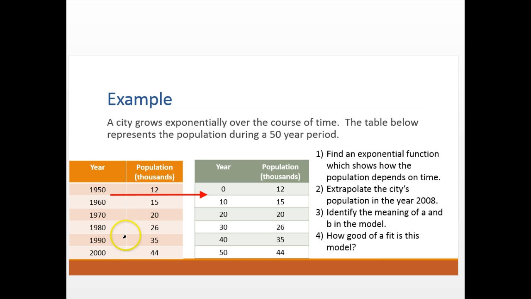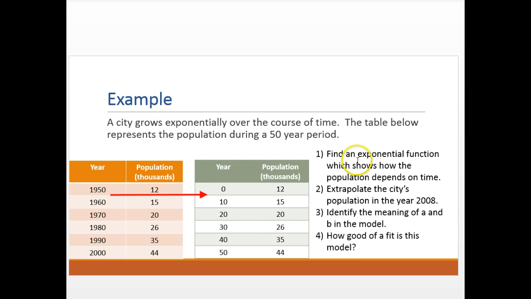Again, just like we did in our earlier example, we did not want to plug in years. So we're going to set 1950 as year 0. That means 1960 is year 10, 70s 20, 80s 30, 90s 40, and the year 2000 is year 50. Again, all we're doing is measuring from 1950. Our population will stay the same.